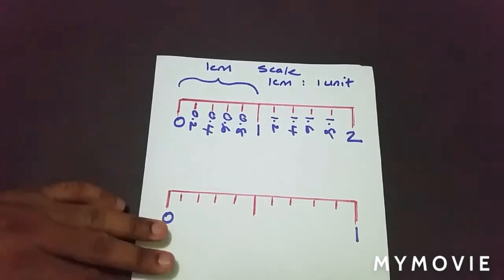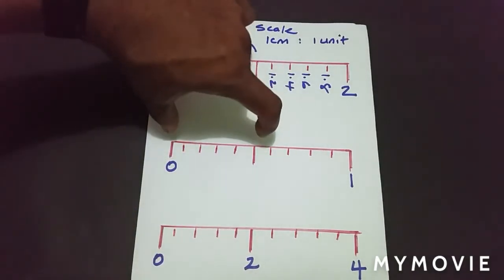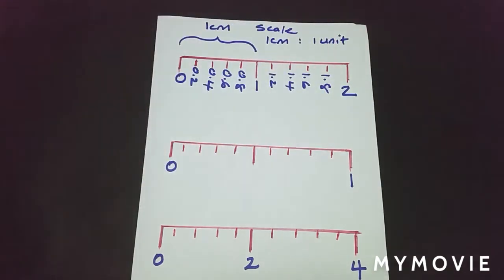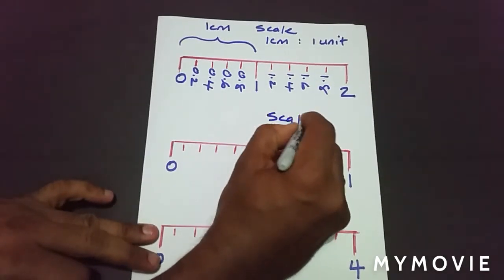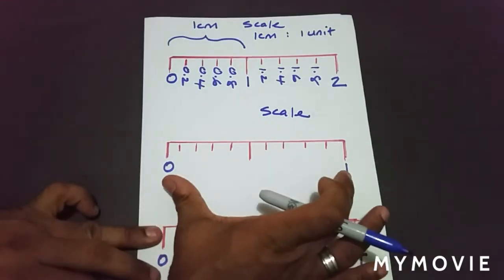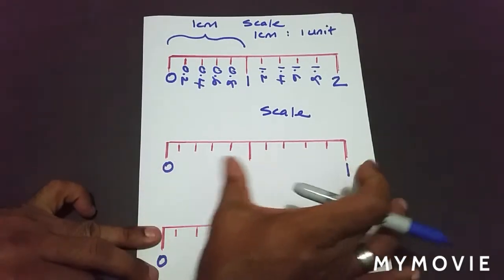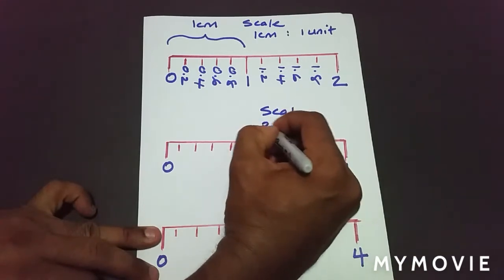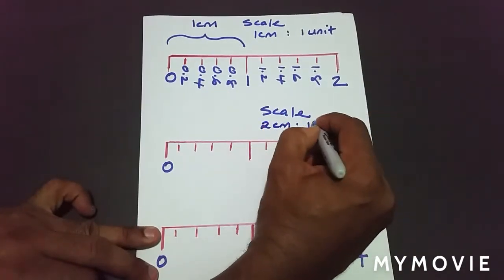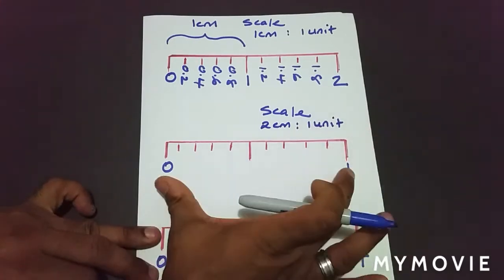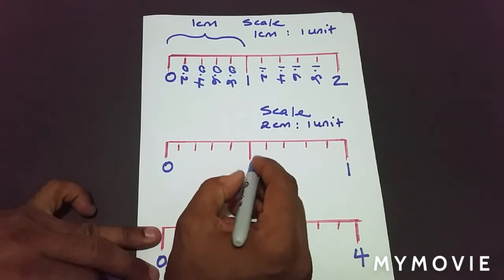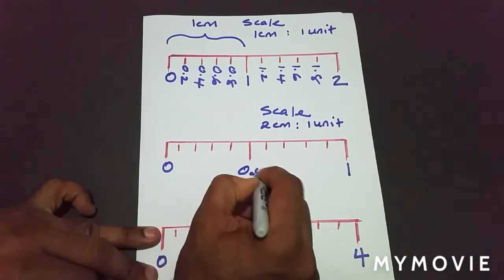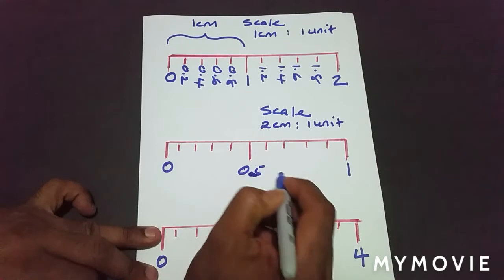Now let's look at this one here. This is 1 centimeter, and that's another centimeter. But what is the scale? How much are we actually going up by? Let's try to figure out the scale for this one. Here this is 1 centimeter, and that's another centimeter. That means for every 2 centimeters, we're going up by 1 unit. So if this is 0 and this is 1, then inside here must be the midpoint, which is 0.5.